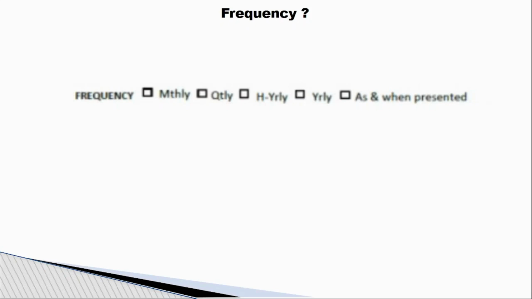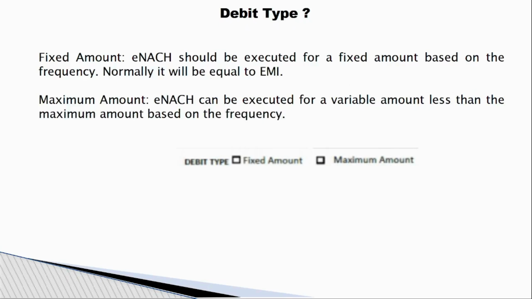One more option is there, as and when presented. In this scenario, there won't be any frequency. Whenever the bank requests money from the customer, they'll raise an eNACH request and it will be executed, and the amount will be deducted from the borrower's account and credited to the lender's account. Two types of debit are available. One is fixed amount, the second is maximum amount.